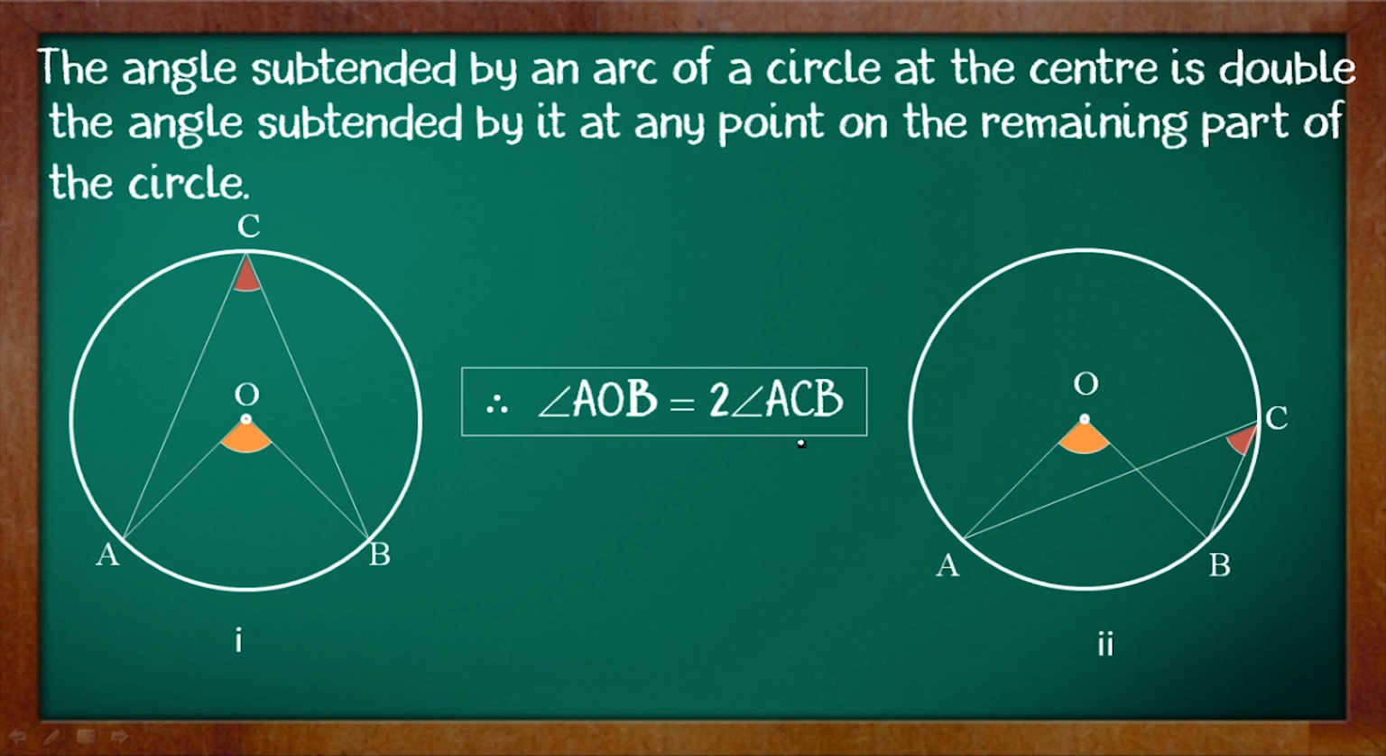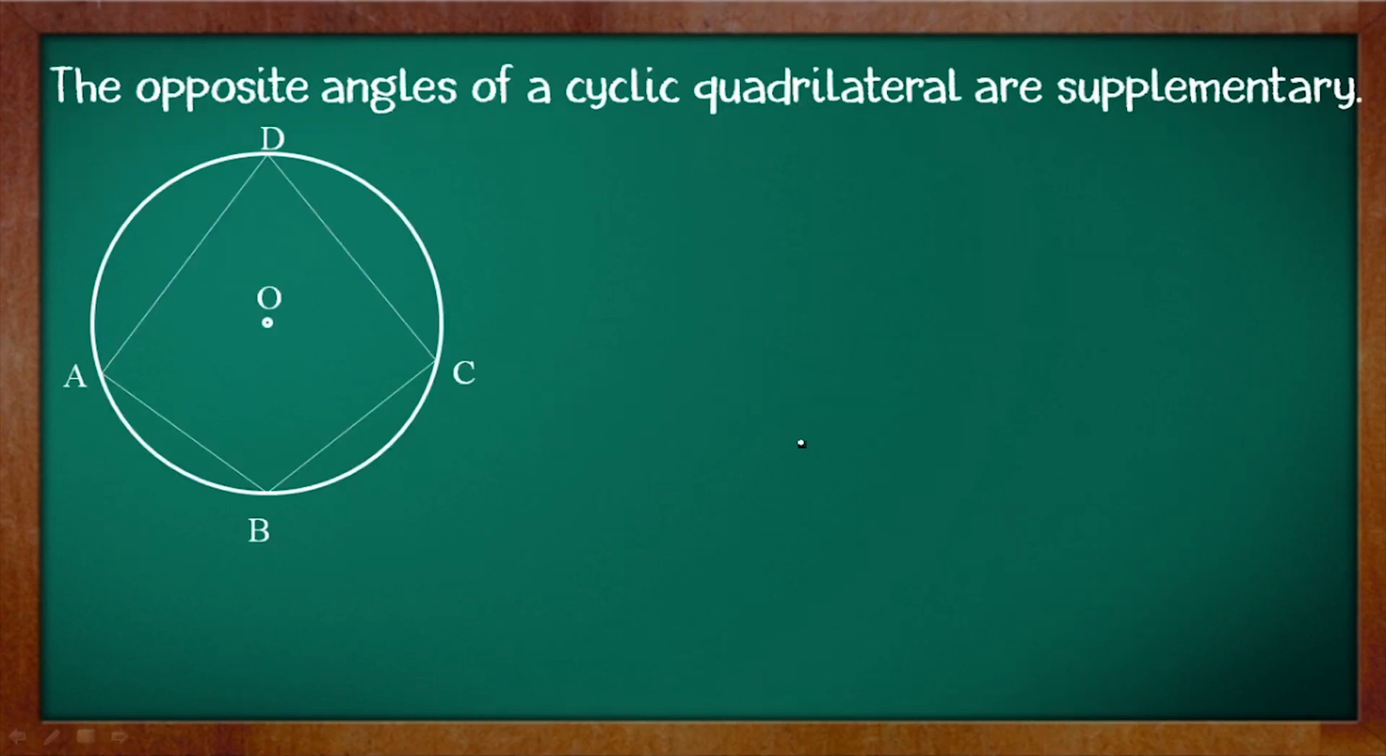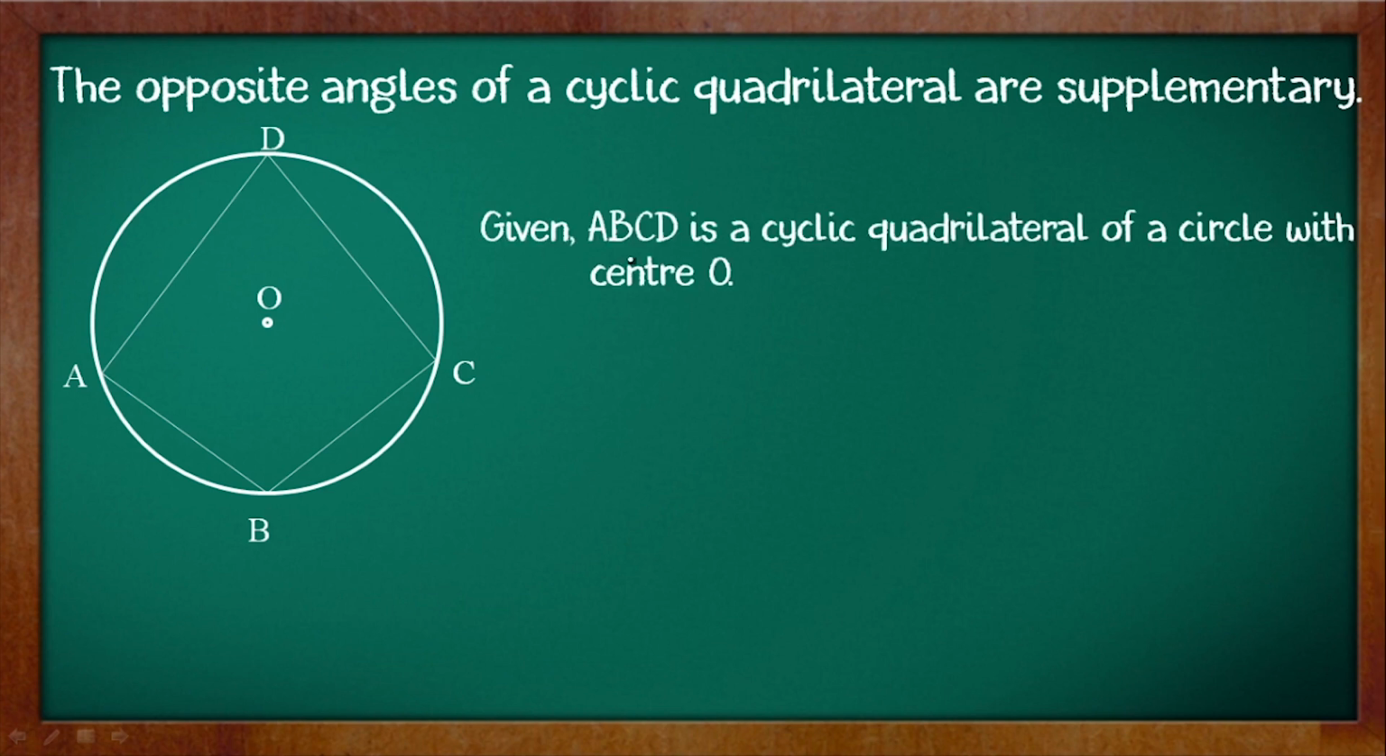So let's come back to the theorem. The statement says that the opposite angles of a cyclic quadrilateral are supplementary. So what we will write is that O is the center of the circle and ABCD is a cyclic quadrilateral. That is what we will write in the given. Given: ABCD is a cyclic quadrilateral in a circle with center O.